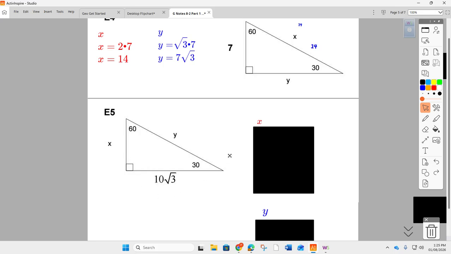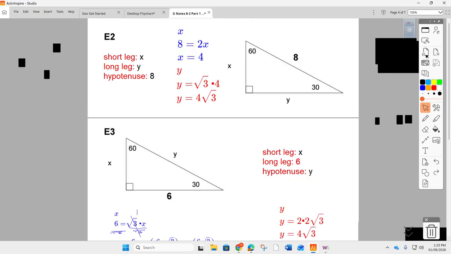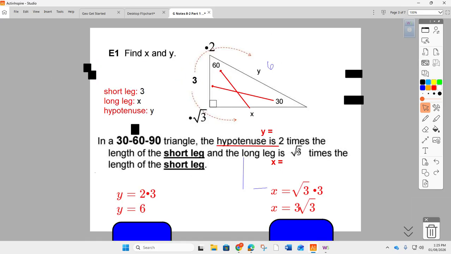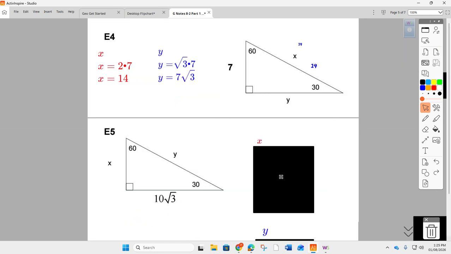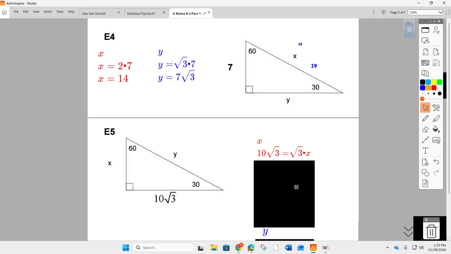When we work with the long leg, we always have to work with the long leg and the short leg. We learned the rule. The long leg is the square root of 3 times the short leg. So in this case, that's going to be 10 square root of 3 equals the square root of 3 times x. So we have to isolate that x by dividing both sides by the square root of 3.